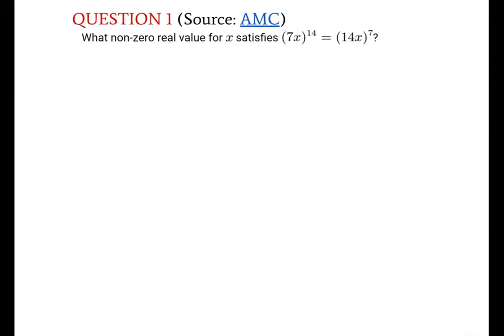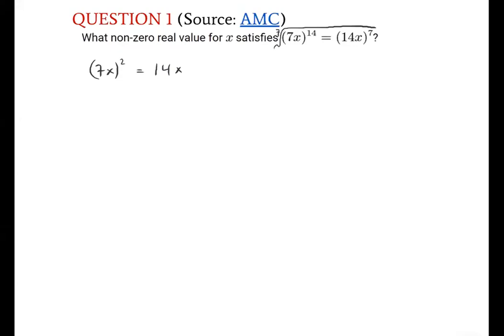First of all, question 1. So we are asked to basically solve for x. First, let's just take the 7th root of both sides of this equation. Oh, not 3, I mean 7. So that will give you 7x squared is equal to 14x.